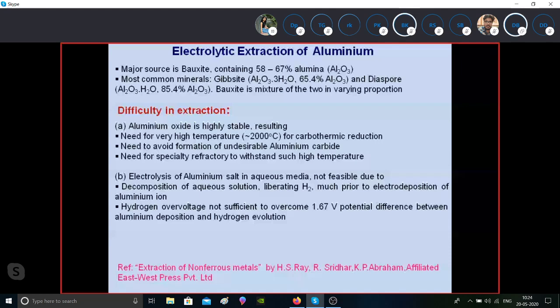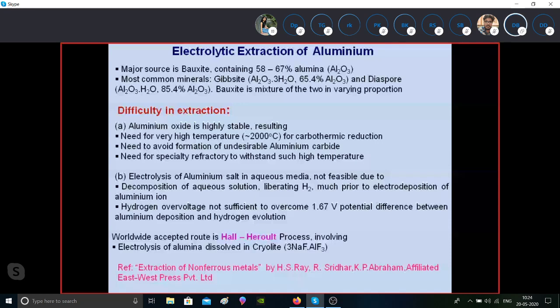So looking at the difficulty, we cannot adopt carbothermic reduction, and we cannot simply adopt the so-called electrolysis in the common aqueous solution. We have to adopt some special route. What is that special route? So let us look at that. The worldwide accepted route is the Hall-Héroult process, which involves electrolysis of alumina dissolved in cryolite.